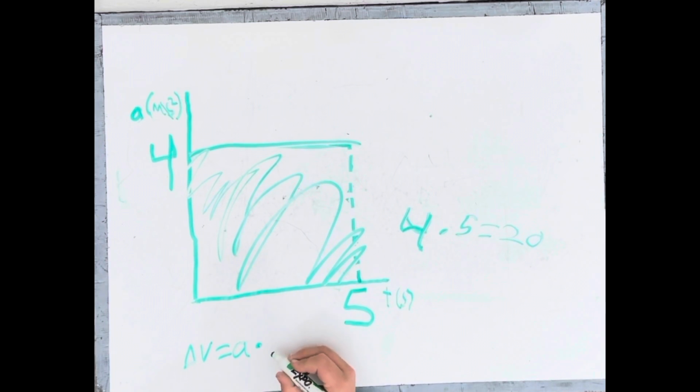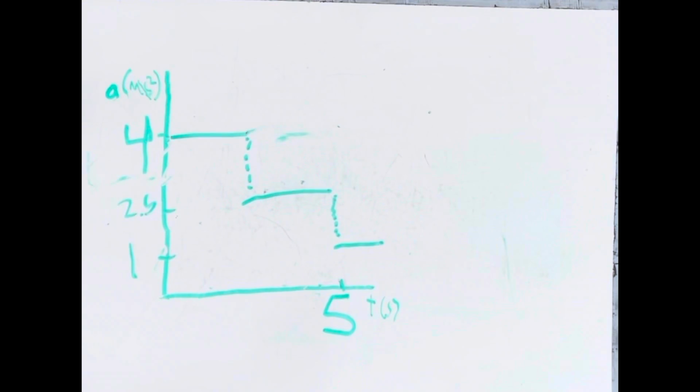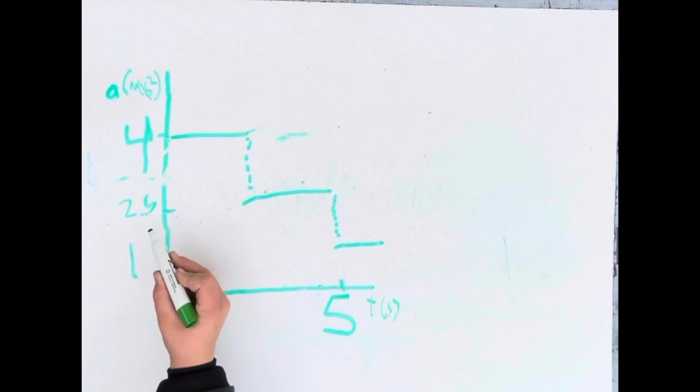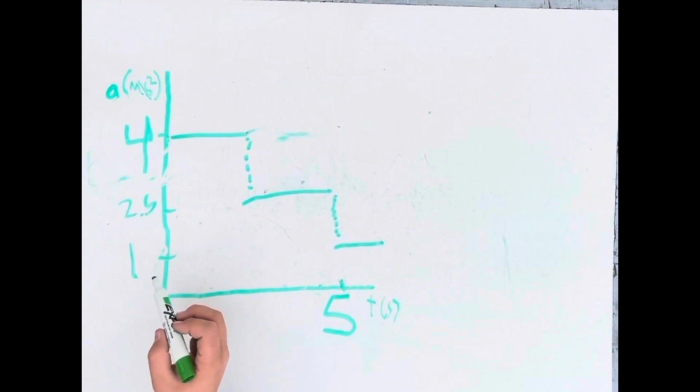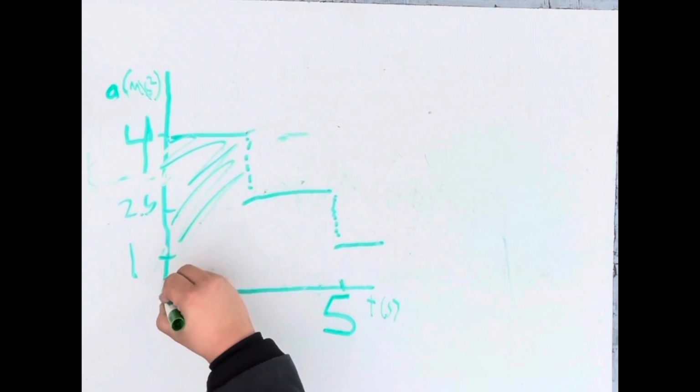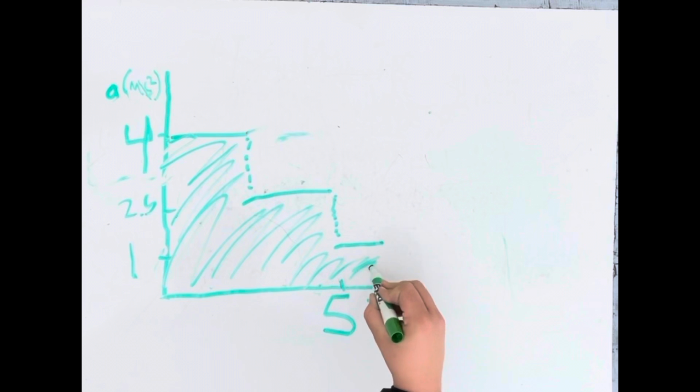acceleration times time. On a graph like this, you have multiple different accelerations. Here, your acceleration is 4. Here, your acceleration is 2.5. And here, your acceleration is 1. If you try to find the change in velocity, you would come up with a shape that looks roughly like this.